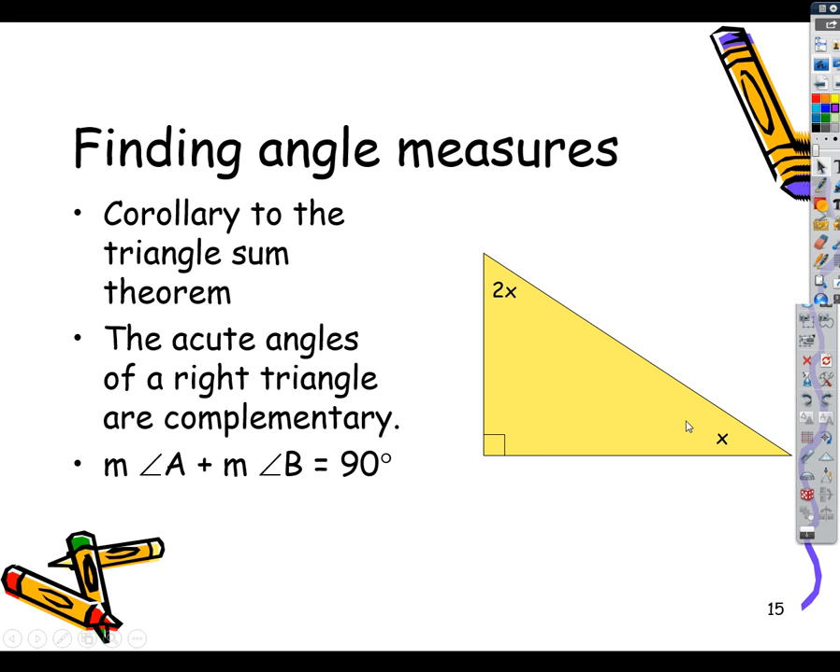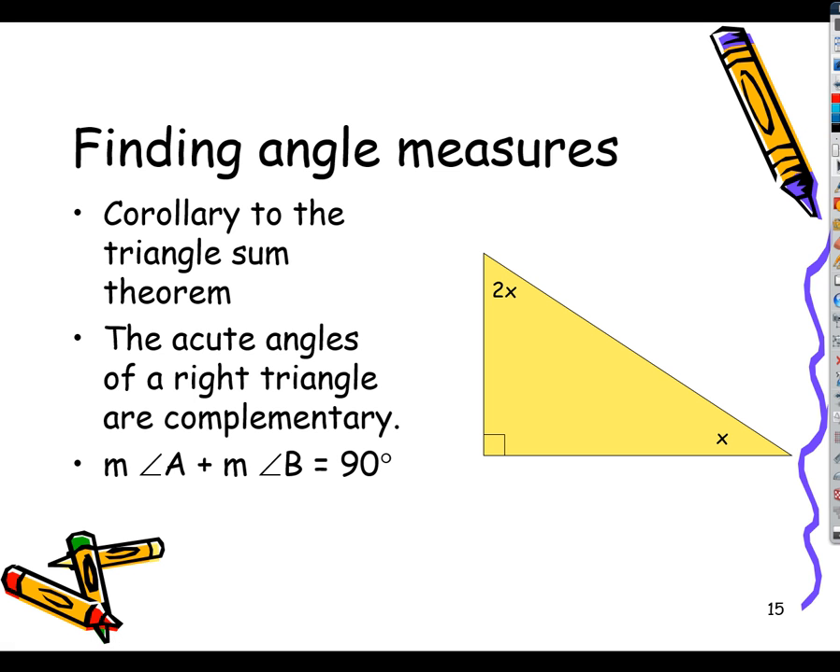Okay, same kind of thing here. How can I set up a really simple equation to solve for x? What geometric property am I going to take advantage of here? What's it going to be? It's a right triangle. Okay, so then what's that tell me? What's important about that? That's 90. And so in a right triangle, what's the sum of the measures of the two acute angles? 90. Yeah, so 2x plus x equals 90.